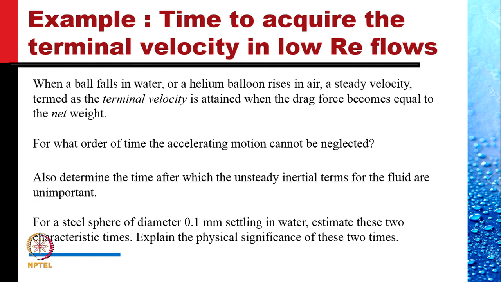Also determine the time after which the unsteady inertial terms for the fluids are important too. The earlier case was when the unsteady forces of the solid were important. Now we ask the time after which the unsteady inertial forces for the fluids are also unimportant. Then, as a numerical example, we will take a steel sphere of diameter 0.1 millimeter, a very tiny steel sphere settling in water, estimate these two characteristic times, and then try to explain the physical significance of these two times.